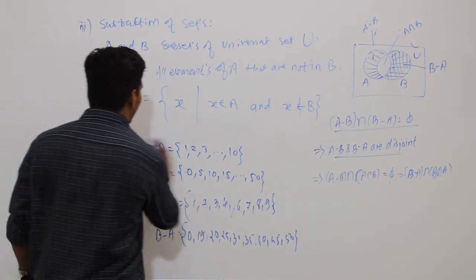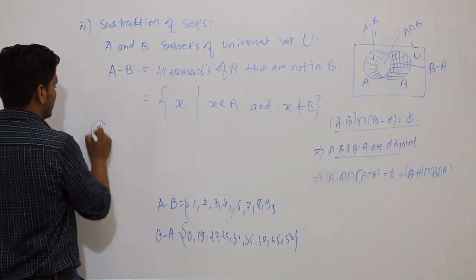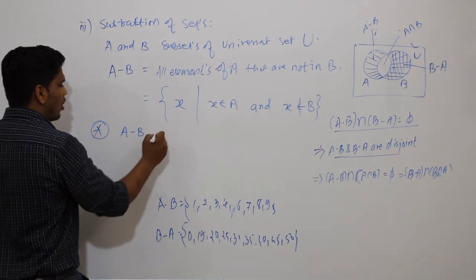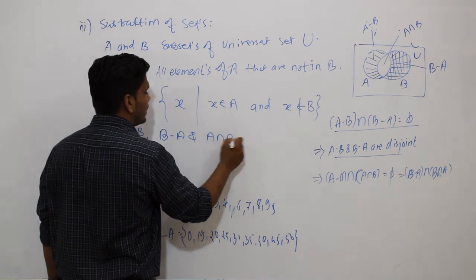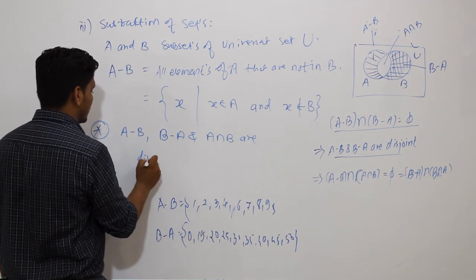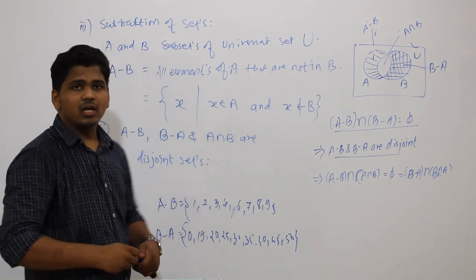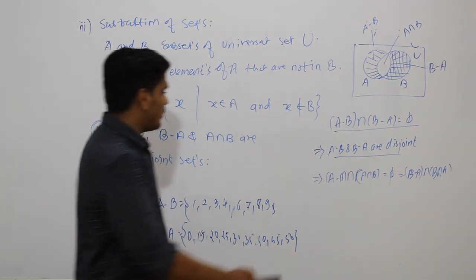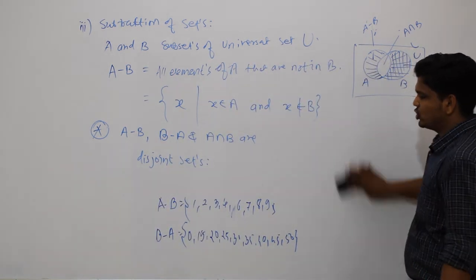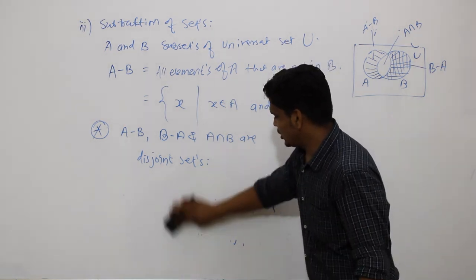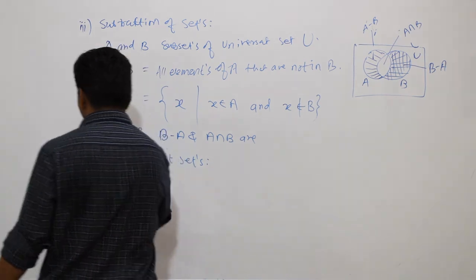What does this whole thing imply? This implies one property, as you can state it: A minus B, comma, B minus A and A intersection B are disjoint sets. Okay? Means for any sets A and B, you have the property that A minus B, B minus A and A intersection B are disjoint sets. Means you will not have any common element between them. Okay? This was the small property of your disjoint sets.